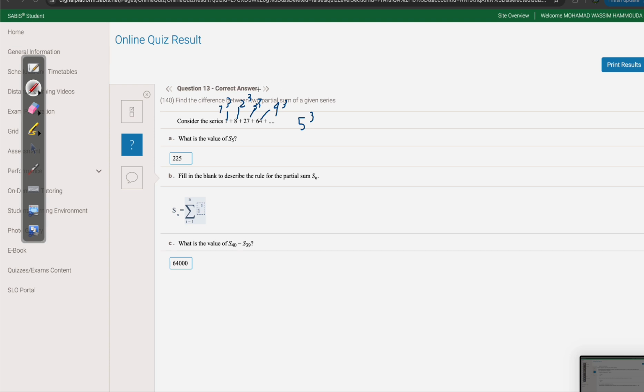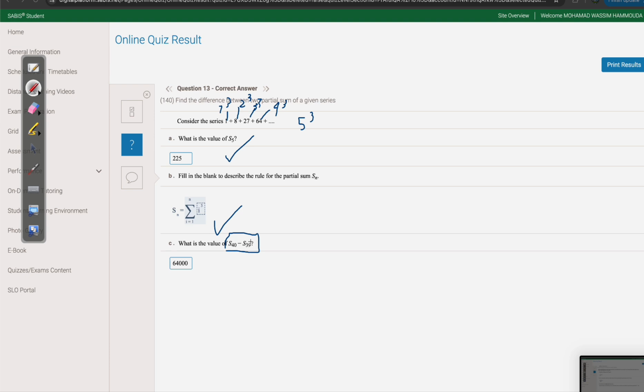which is 225. Fill in the blank to describe the rule for the partial sum Sn. Again, I realized it, so that's the answer. What is the value of S40 minus S39? Now look at this. Normally what I thought before recording the video is that we're just going to do 40 cubed minus 39 cubed, which is not the case here.